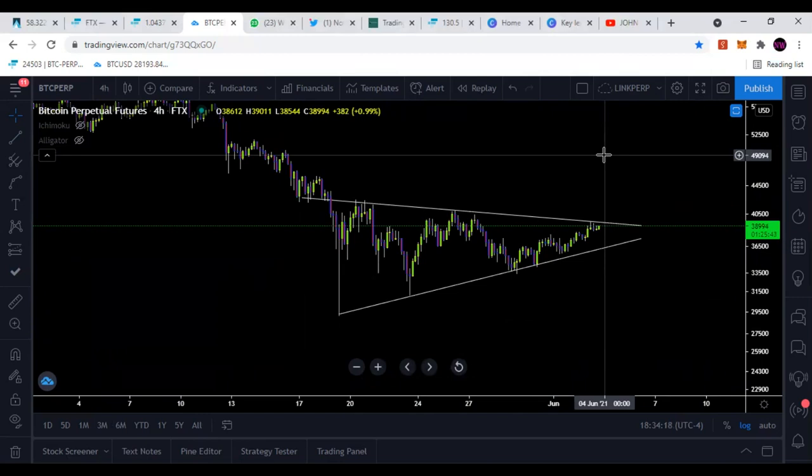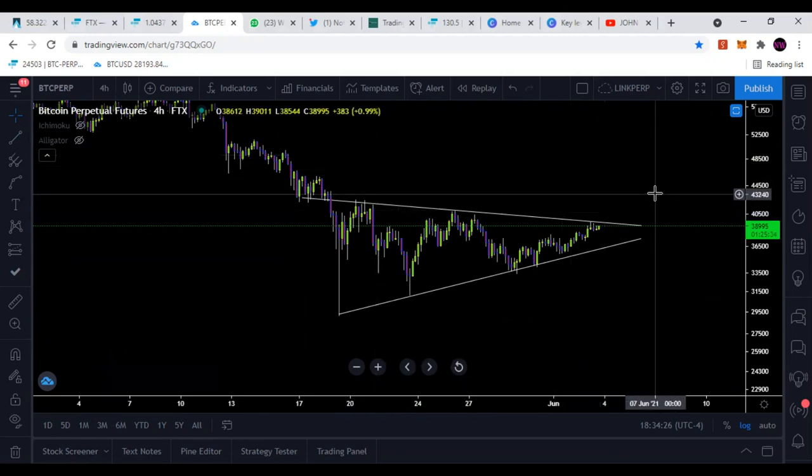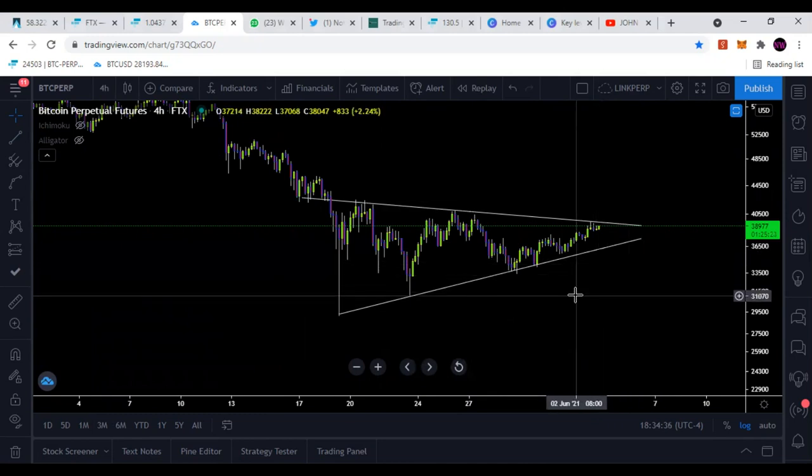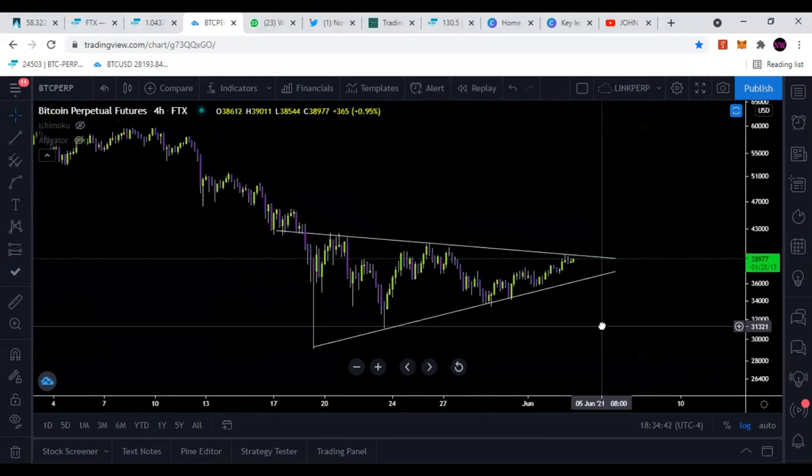We want this to break out and close above the down sloping resistance. It is very, very important for this to close above the down sloping resistance. If we don't get that close, there is no way we are going to see price moving back up.